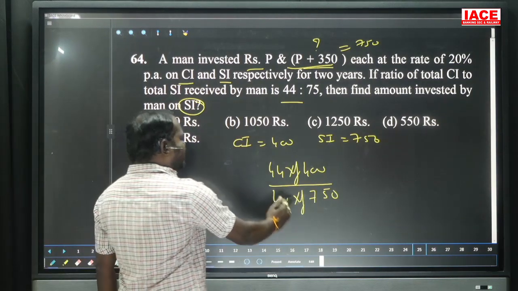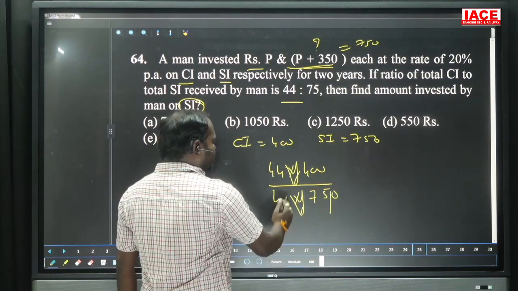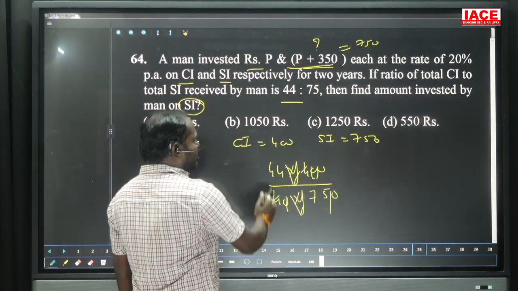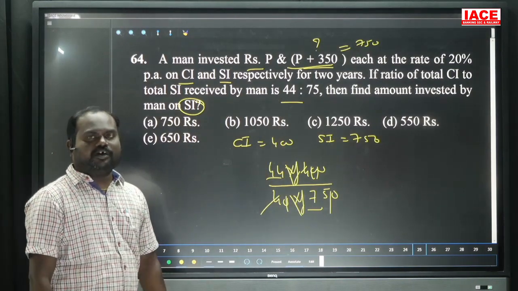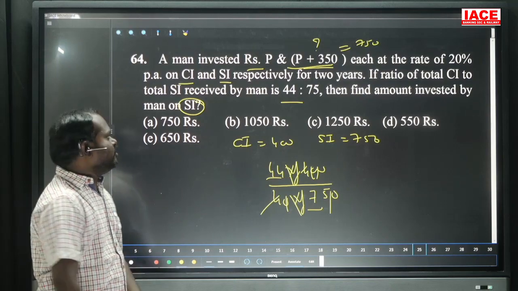See, anyway the percent will get cancelled, these two zeros will get cancelled, 4 also gets cancelled, 44 and 75 remain. So obviously the ratio is clear. So obviously which option? Option A is your answer. Next.